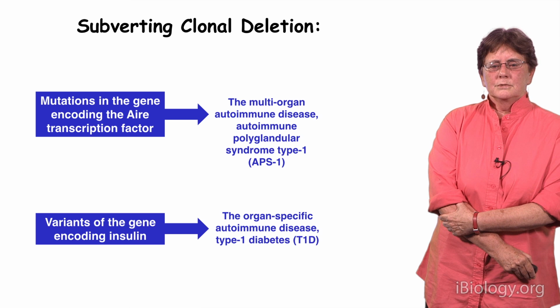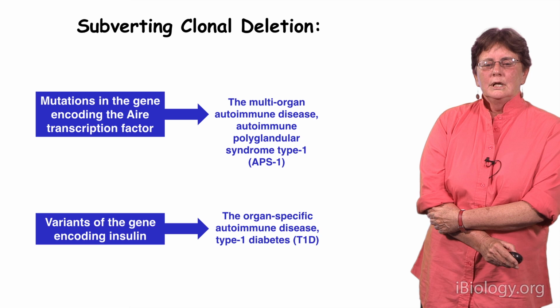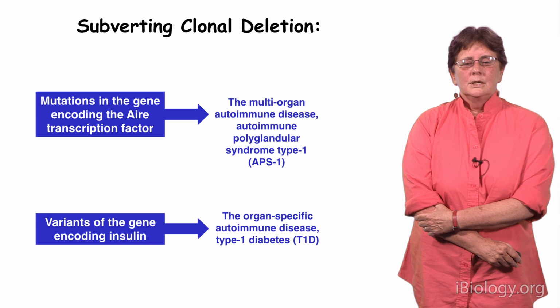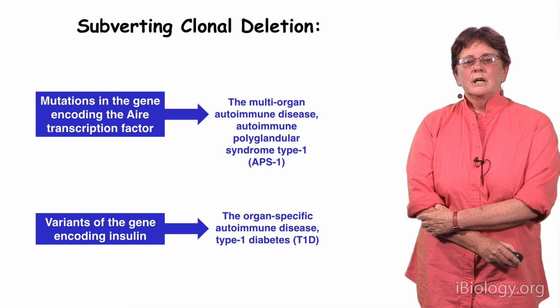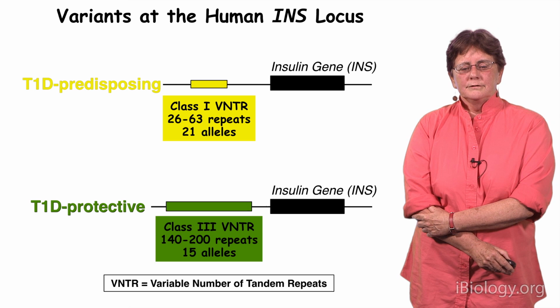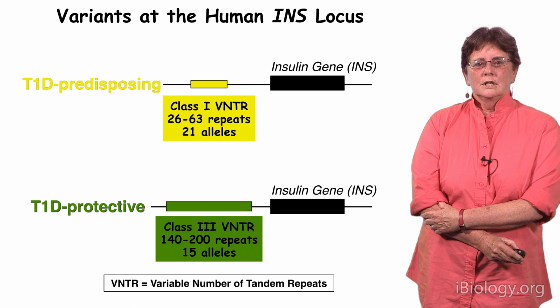In the second example, it's a quite specific deficit in central tolerance having to do with expression of the insulin gene in the thymus, and these individuals specifically develop type 1 diabetes. Now, the first example will form the basis of my second talk, so I won't go any further on that now, but I will give you more information about the second example. So people have done a number of genetic studies and identified several genes which predispose to the development of type 1 diabetes in humans or protect from the development of type 1 diabetes.